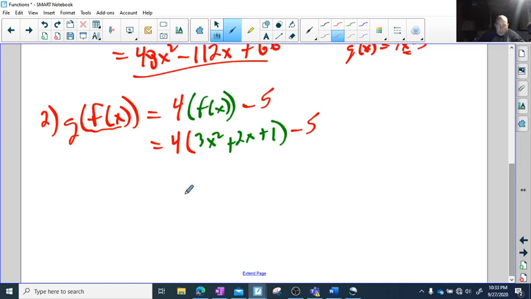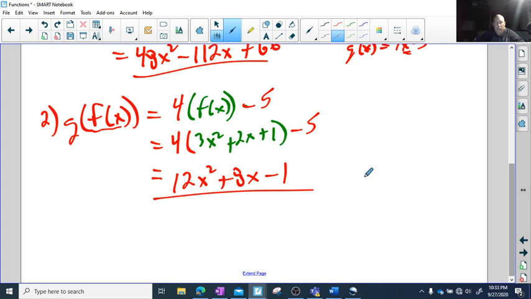Now this one will be a little bit easier to clean up. I don't have any binomials to square, so I've got 12x squared plus 8x. 4 times 1 is 4. Take away 5 is a negative 1. So that's called composition of functions. So that's where you're substituting not just a single number or a variable, you're substituting an entire function into another function.